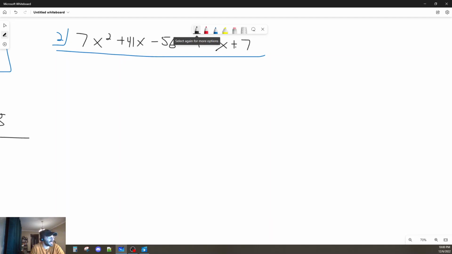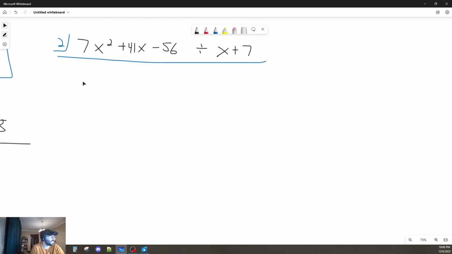Okay, so on the outside is going to be x plus 7. Sorry about that. On the outside is going to be x plus 7. On the inside it's going to be 7x squared plus 41x minus 56.